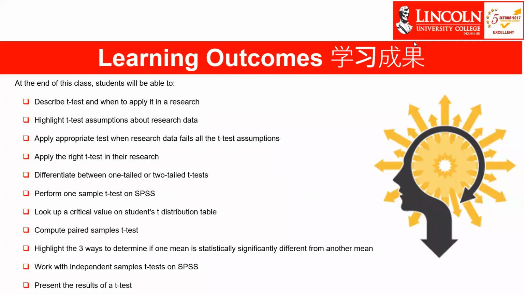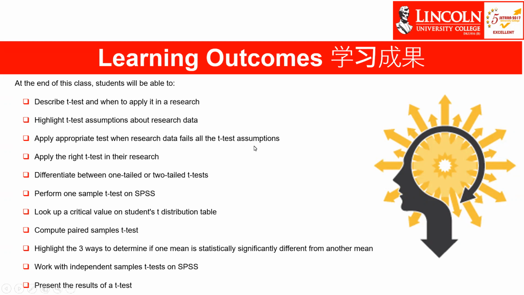You should be able to highlight the 3 ways to determine if one mean is statistically significantly different from another. You should be able to work with independent sample t-test on SPSS. And finally, you should be able to present the result of a t-test. This, among others, is what we'll be discussing in today's session. Some time ago we saw how to compute t-test using Microsoft Excel, but this time around we'll be doing more, and we'll be using SPSS.